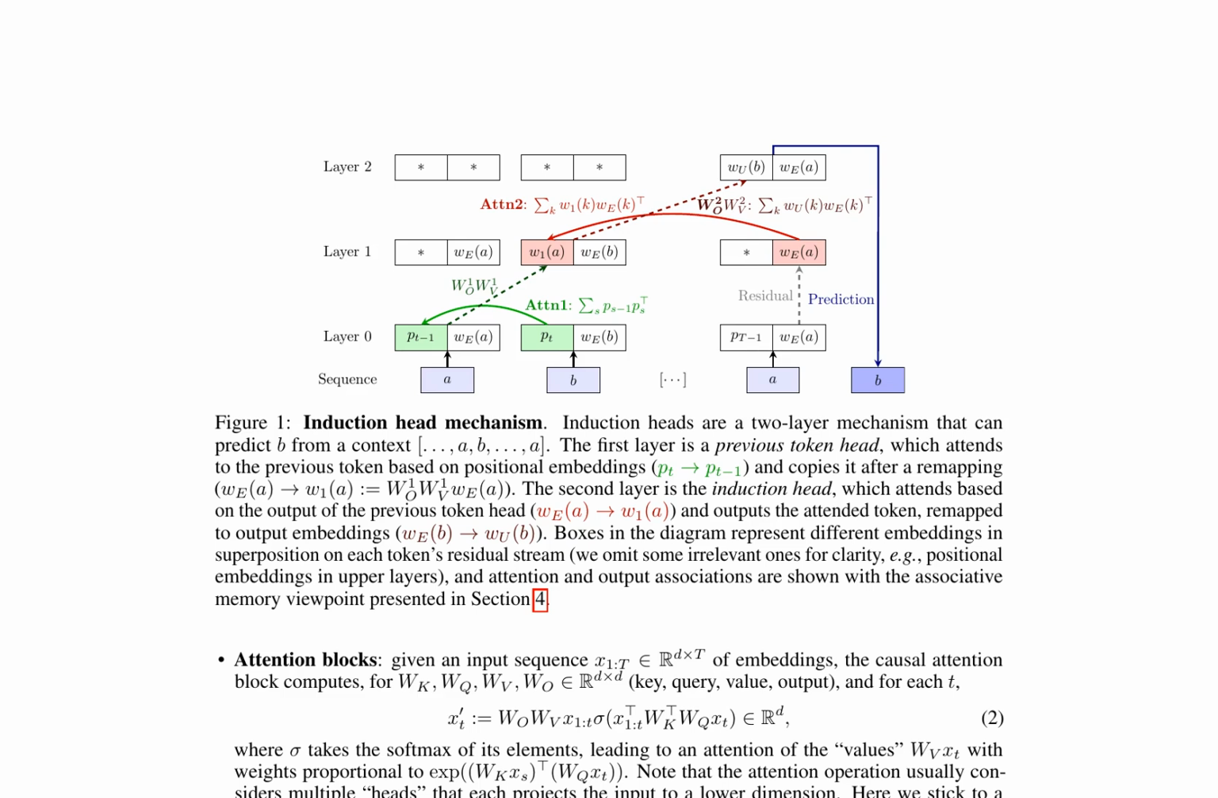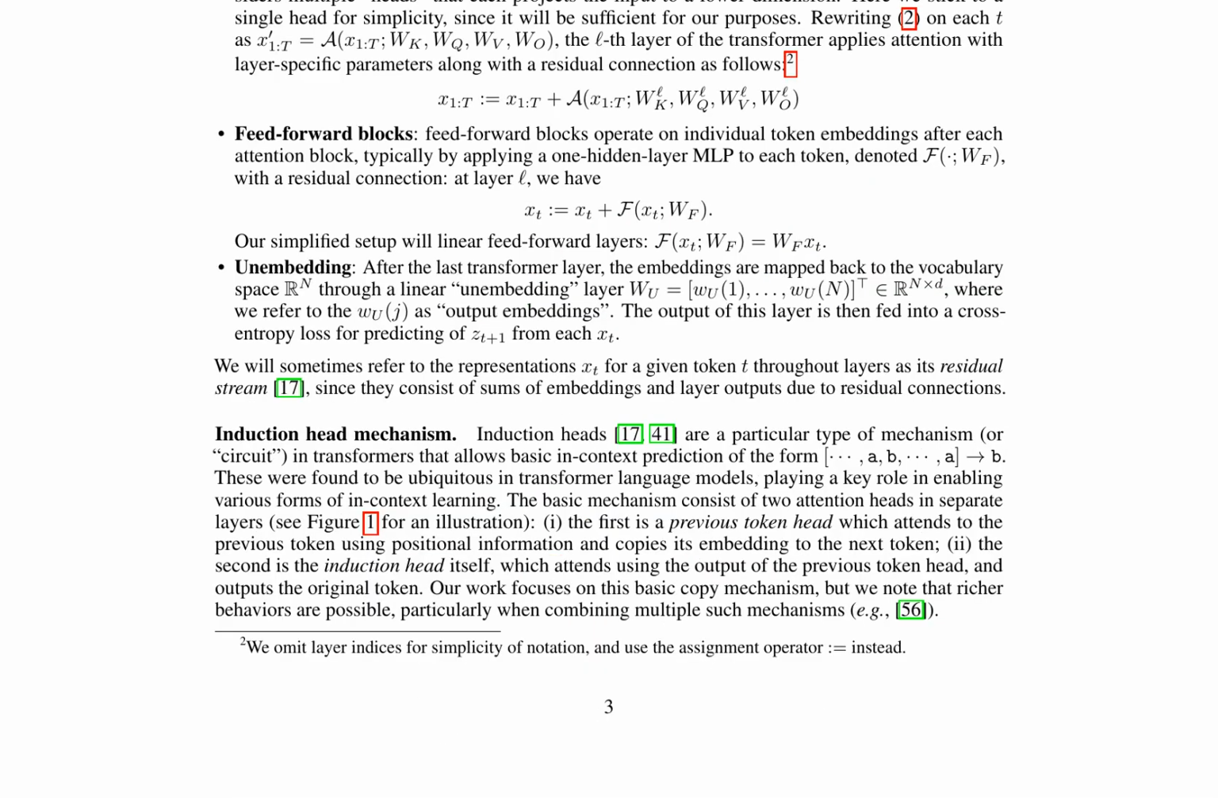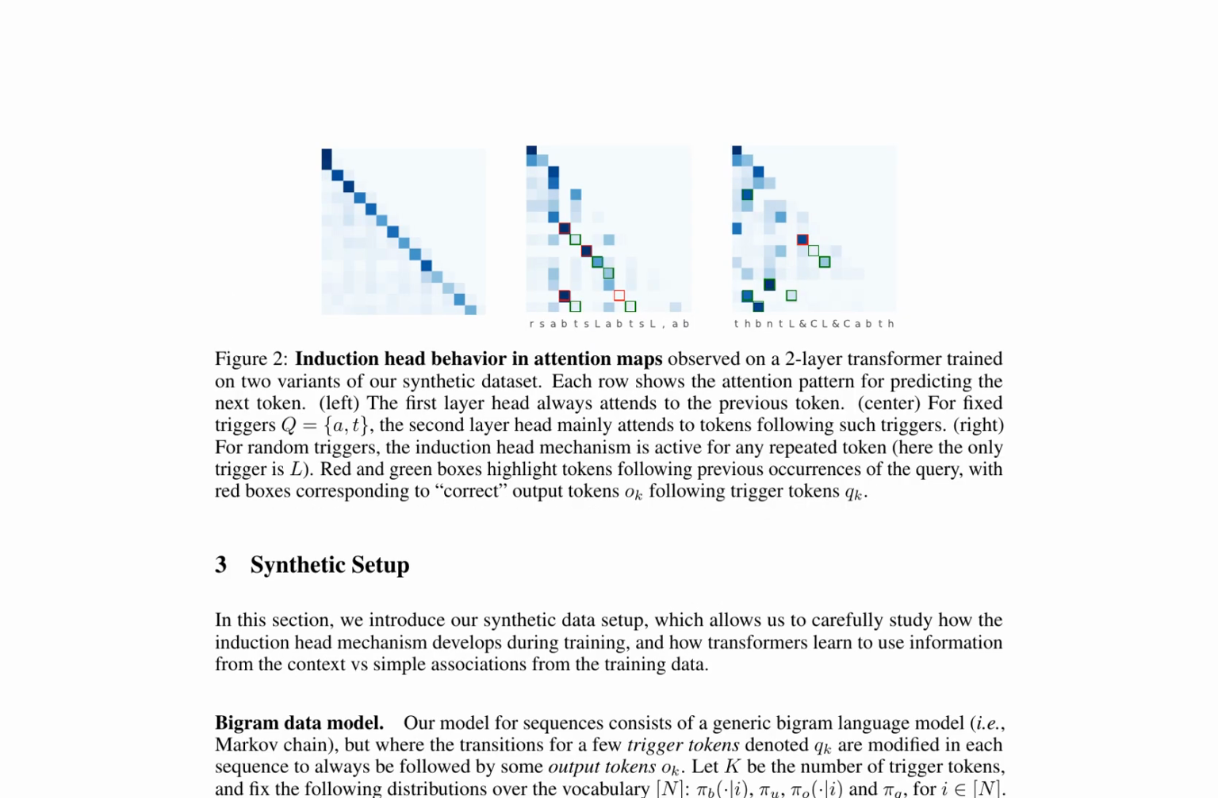The research paper discusses the induction head mechanism in transformers, which enables in-context prediction. It begins with the induction head mechanism, where a two-layer mechanism predicts the next token based on context. This involves a previous token head and an induction head, which attends to the output of the previous token head. The paper then explains the attention block, feed-forward block, and unembedding process used in the transformer. It highlights the importance of residual connections and the simplicity of the setup for understanding the induction head mechanism.